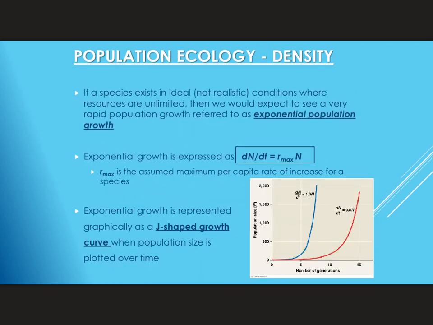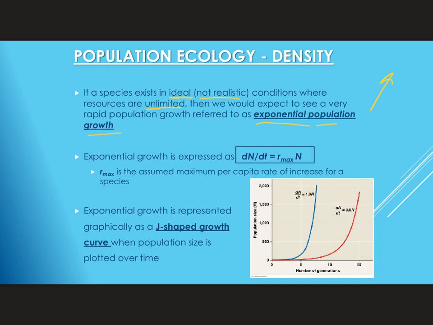So, if a species exists in an ideal, meaning not realistic, situation where resources are unlimited, there's plenty of space and mates and food and water and whatever, then we might see what is referred to as exponential population growth. And we typically do mention this in the freshman class. We just don't go into much depth at all about what it means. But exponential population growth, right, ever increasing.